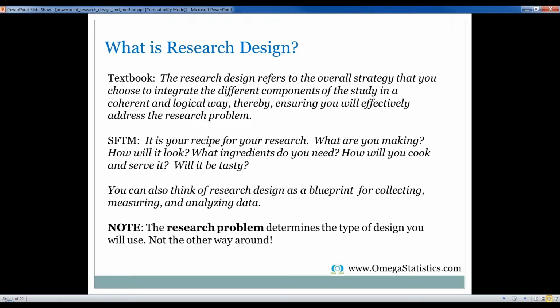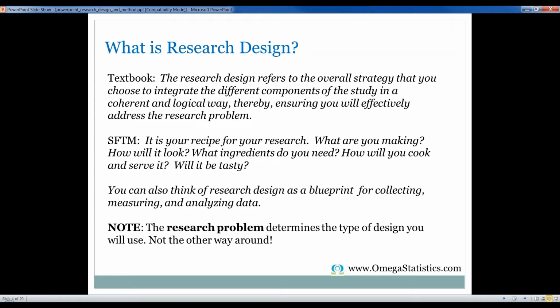Okay, what are you making? How will it look? Are you making a cake? Are you making a souffle? Are you making a roast? What are you making? What ingredients do you need? How will you cook and serve it? Will it be tasty? Is it going to be good? You can also think of research design as a blueprint for collecting, measuring, and analyzing the data. It's your blueprint. So recipe, blueprint.